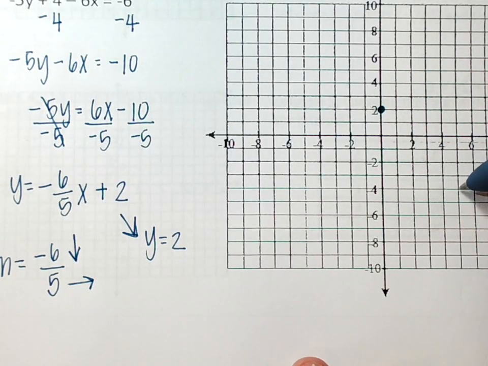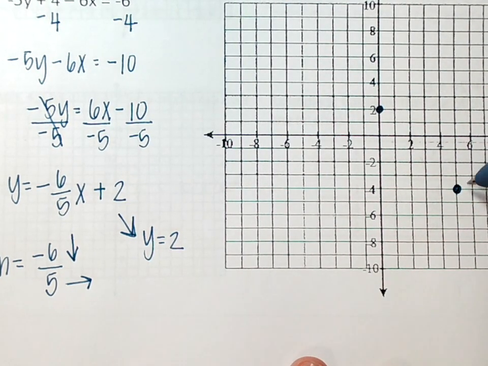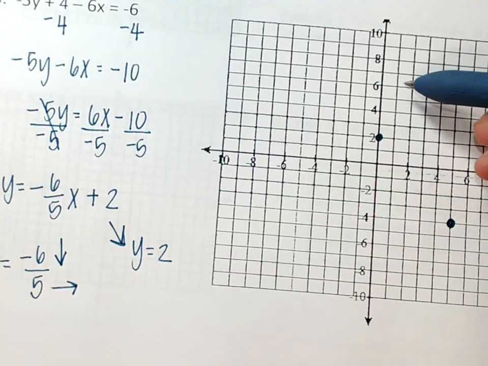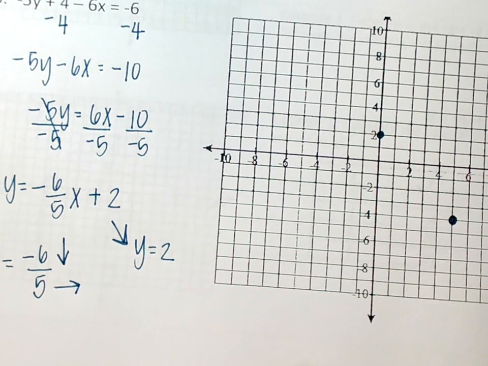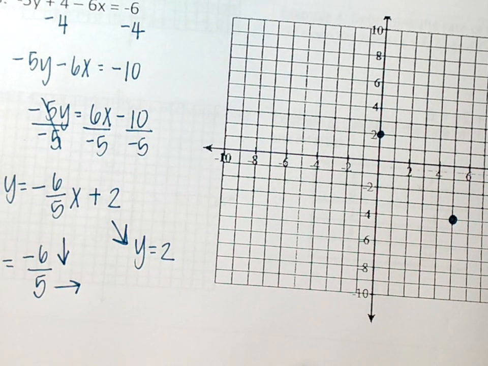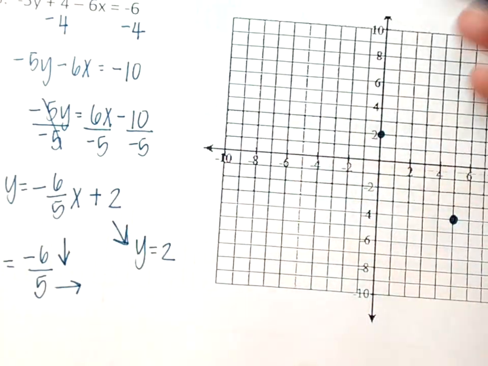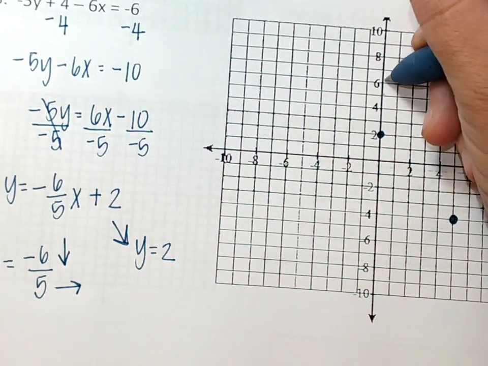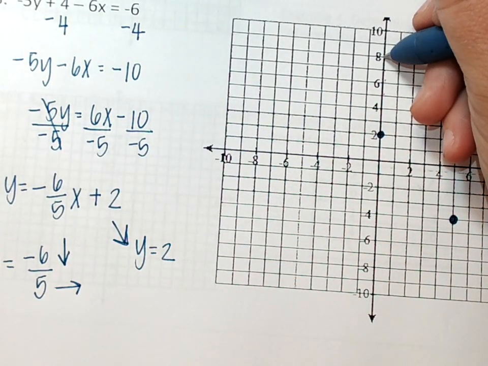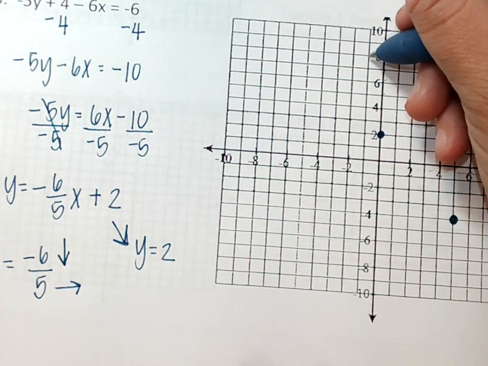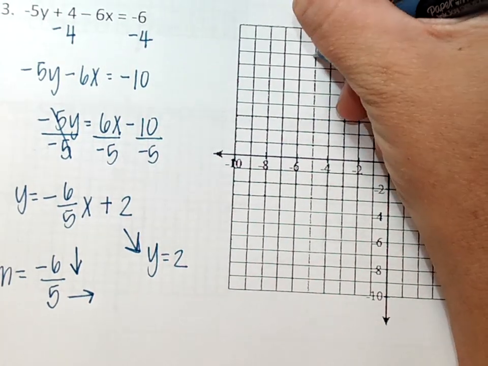1, 2, 3, 4, 5. Okay? And remember, what if I want to go the other direction? What do I do to know which way to go? You just do the opposite, right? So instead of going down 6, I go up 6. So 1, 2, 3, 4, 5, 6, and then right 5. Instead, this time I go left 5. So 1, 2, 3, 4, 5.